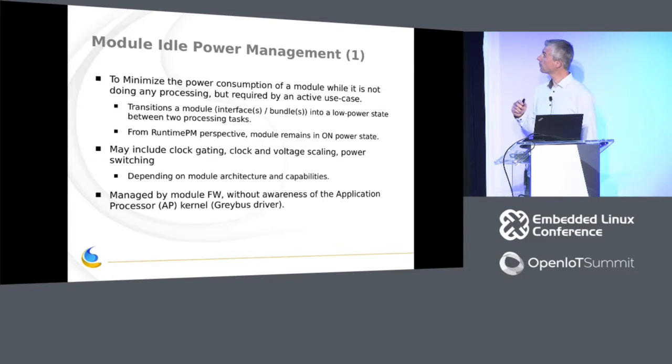And the idea is that we may use clock gating, DVFS, so clock and voltage scaling, or power switching internally within the module. This is really dependent on the module architecture, and this is not at all done with awareness of the application processor or the kernel. So this is the module firmware that will be doing some idle power management, completely without awareness of the application processor.